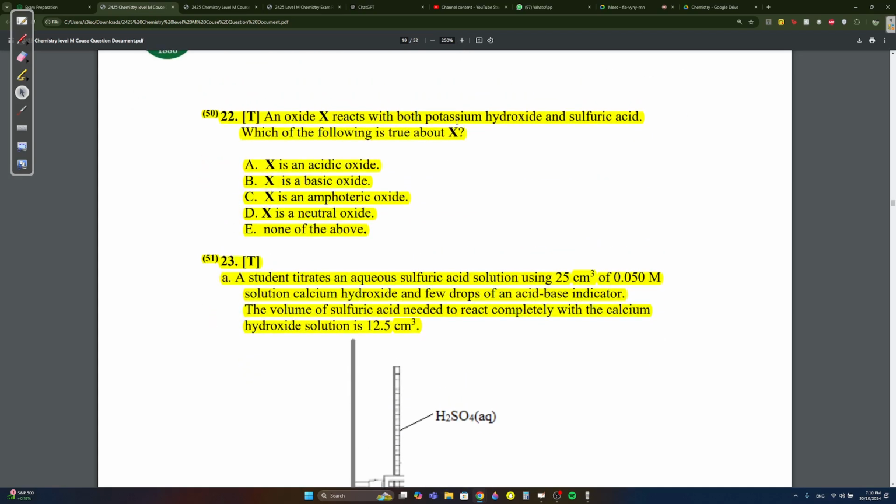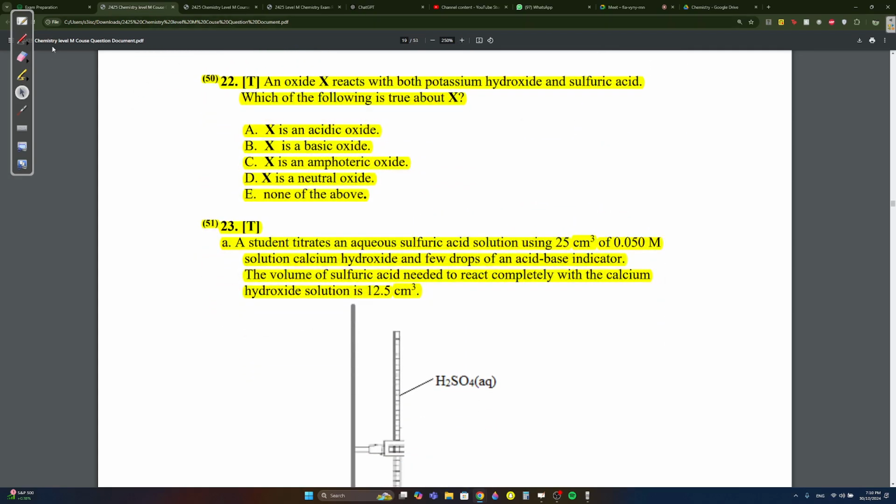Okay, and oxide X reacts with both potassium hydroxide and sulfuric acid. What is true about X? So it reacts with a base and then an acid. So what is it? It's amphoteric.